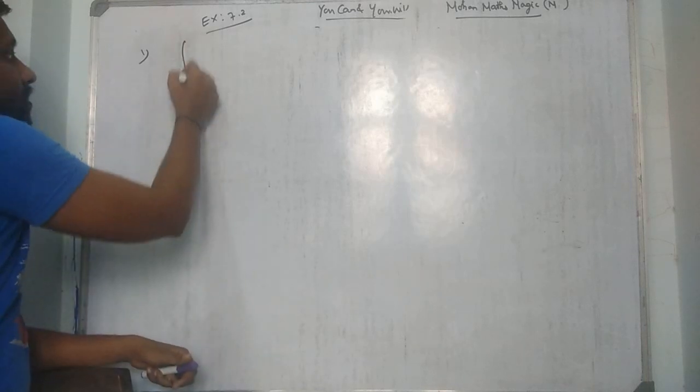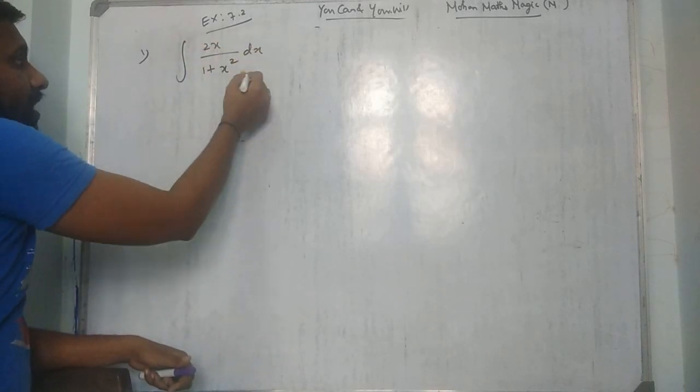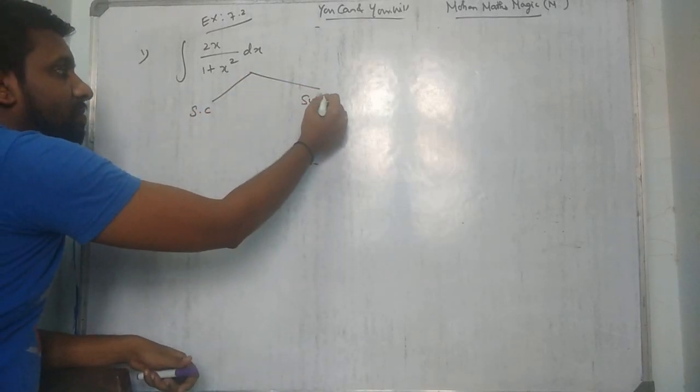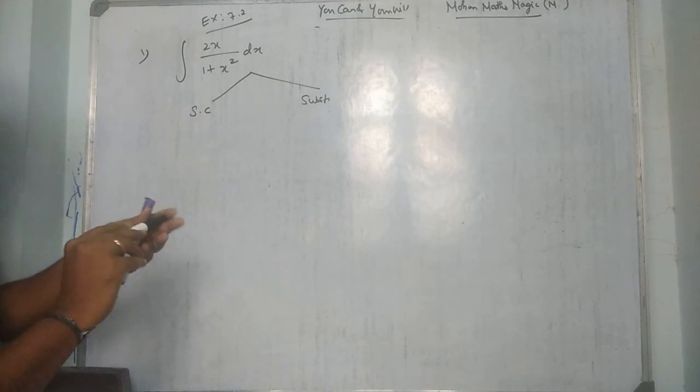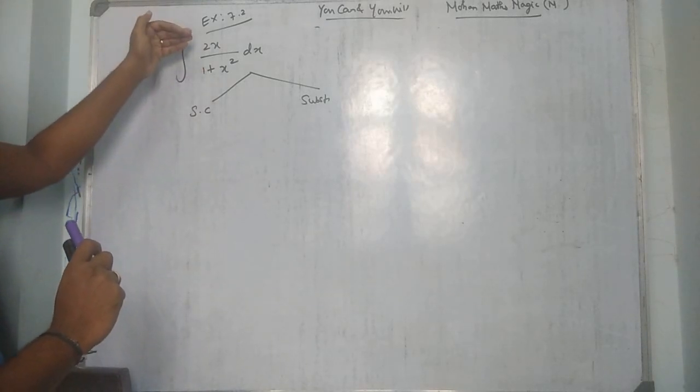2x upon 1 plus x square dx. I will do both the methods. One is the shortcut, the other one is the substitution method. Both will give you the marks. The shortcut, what I told you: if you differentiate the denominator, you get the numerator.